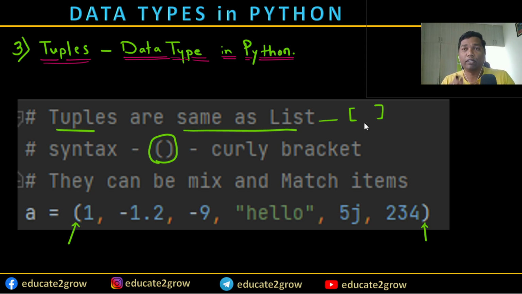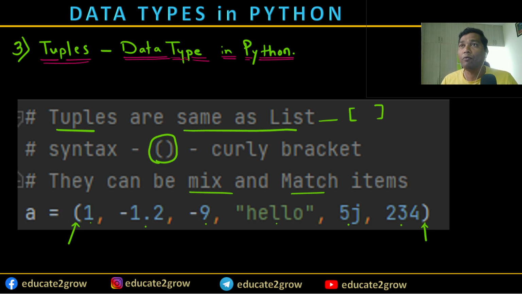Change number 1. Second, they can be mixed and matched, just like a list. You see here, an integer, minus, this is a float, minus 1.2. This is once again an integer, a string, and a complex number, and once again an integer. It's a mix and match, just like a list, the only difference being the bracket you see right now.